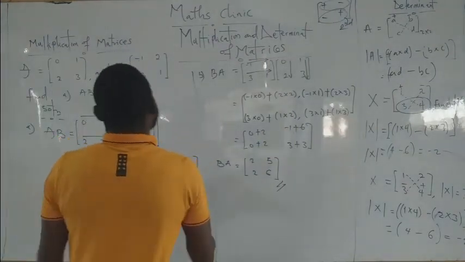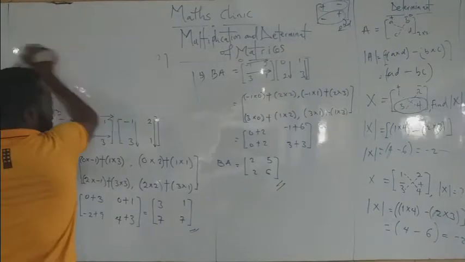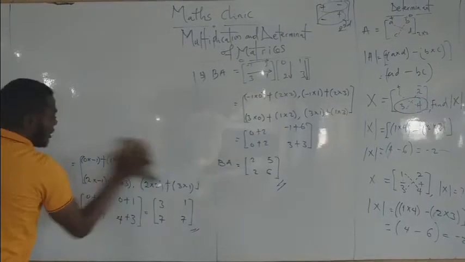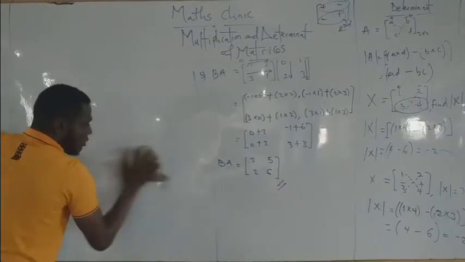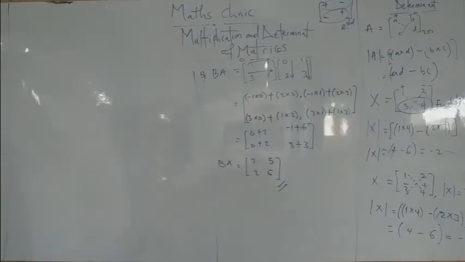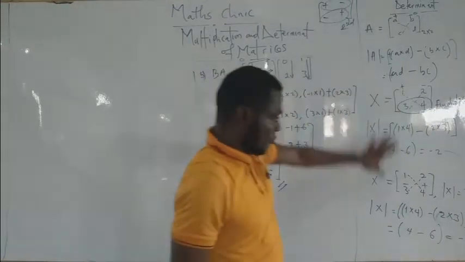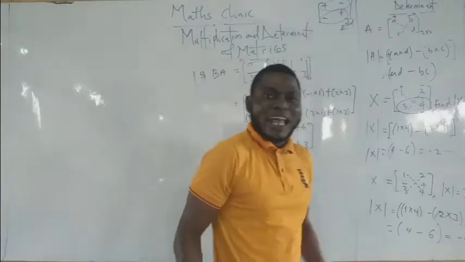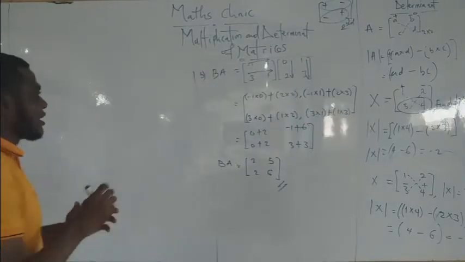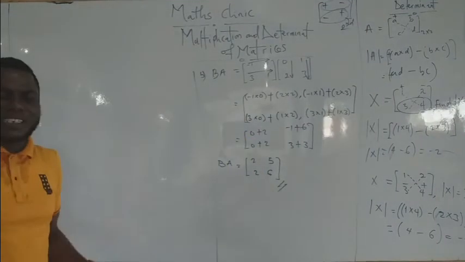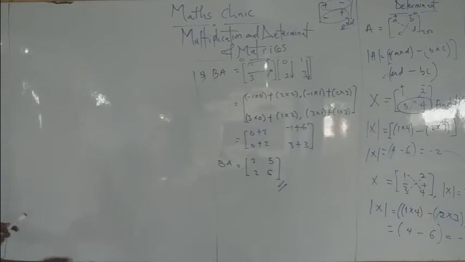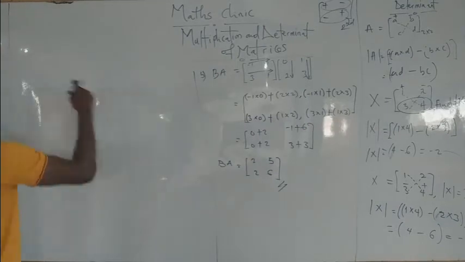Now let's go for the determinant of a 3 by 3 matrix. This is 2 by 2. Let's go to 3 by 3. 3 by 3 is a little bit advanced, but it's not that advanced too. There's nothing advanced in it. Just follow the normal protocol, the normal procedure. So let's go.